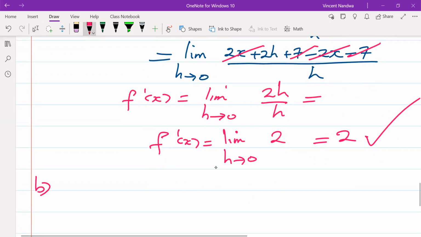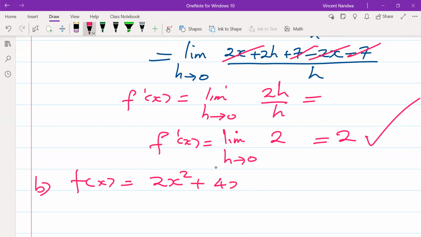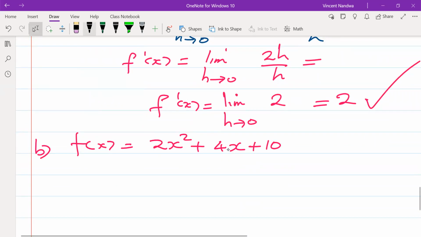B, f of x is given by 2x squared plus 4x plus 10. Tell me when to start.